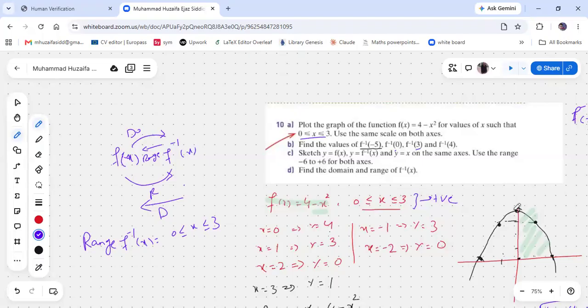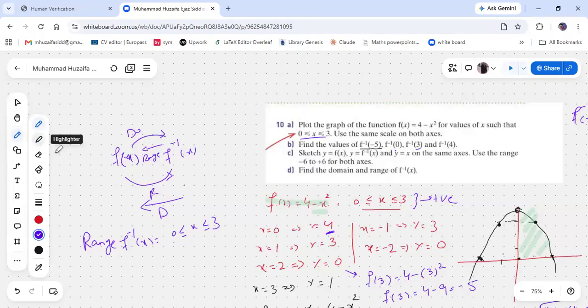So could you repeat? What is the domain of that function? Look at here. When we put x equal to 0, the maximum point is 4. And here, if we put x equal to 3, f(3) is equal to 4 minus 3 squared, so f(3) is equal to 4 minus 9.